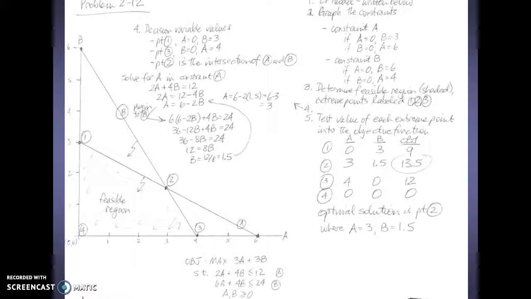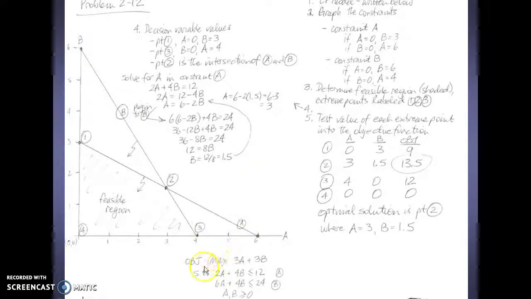You'll simply look at the graph and hope your graph is accurate, and you'll guess. Do not guess. Go through these simultaneous equations and solve. In this case, then, we calculate the objective function value. This is our objective function for each of these extreme points. We calculate, in this case, 9, 13 and a half, 12.